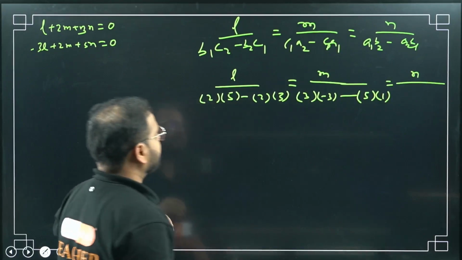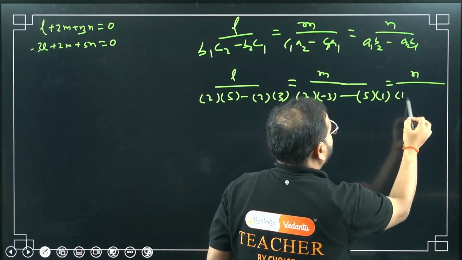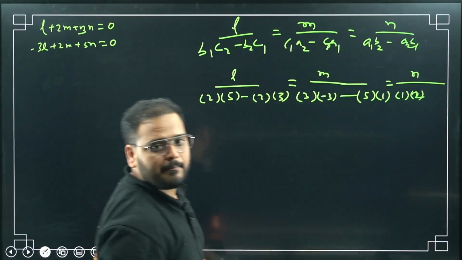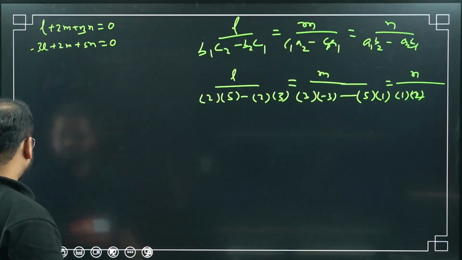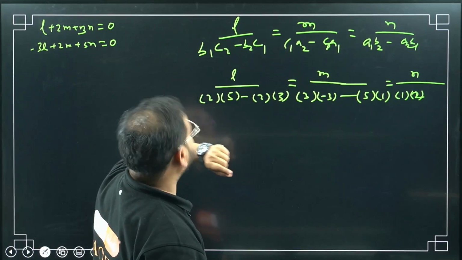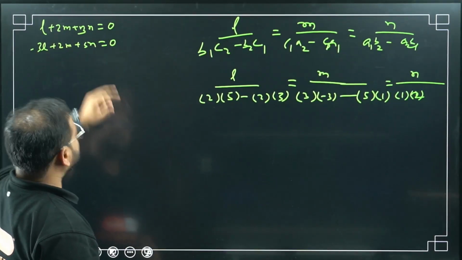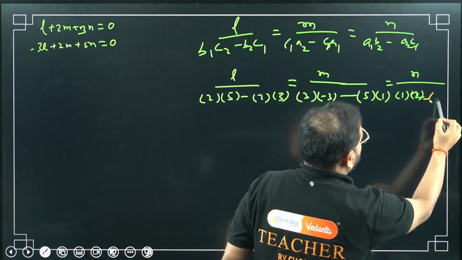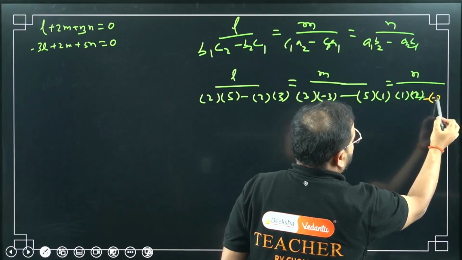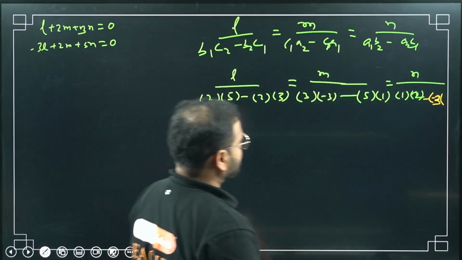N upon A1 times B2. A1 is 1, B2 is 2. Last is A2, B1. A2 is minus 3 and B1 is 2. So minus A2 is minus of minus 3, and B1 is 2.